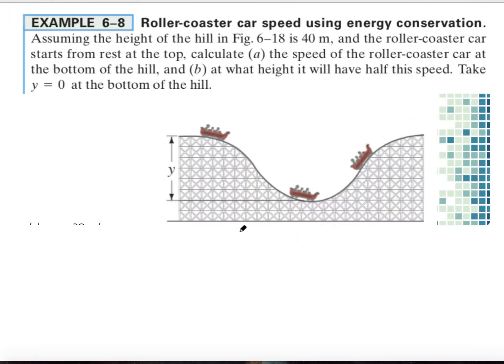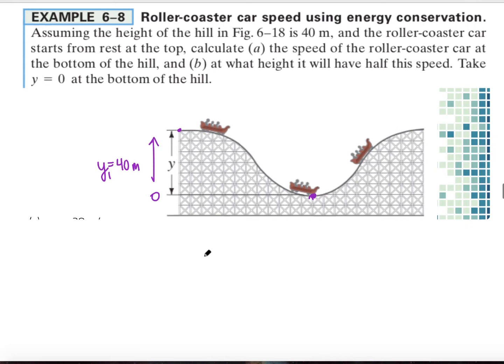For our second example problem, we have a roller coaster, and we're looking to calculate the speed of the roller coaster at the bottom of the hill, which is given to be right here. And so we start at some position y above this bottom hill. So we can say that our lowest point is our 0 location, and this point where we start is some y, which was given to be 40 meters above the hill. And so this is actually not just y, but y1.